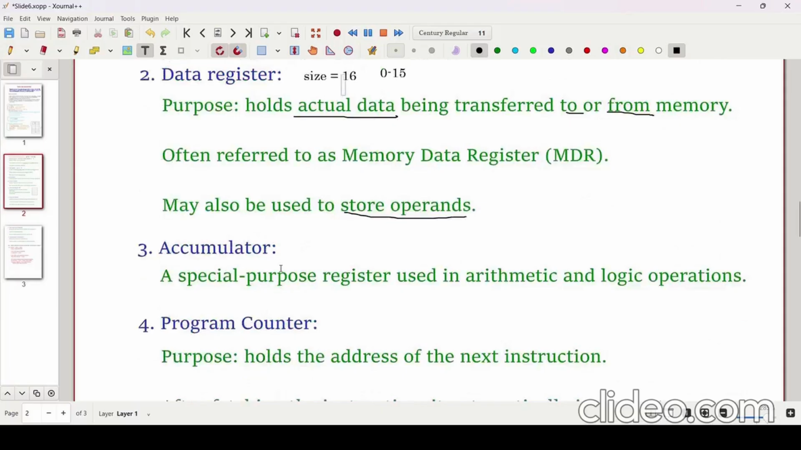Now let us move on to the accumulator. It is also a kind of special purpose register. So this kind of register is used in the arithmetic or the logical operations, right? And you also know that arithmetic and logical operations are performed inside the ALU, arithmetic logical unit, right? So basically, the accumulator actively participates in the computation or the calculations of the CPU, and it is the main working register for the ALU, right? And the size of the accumulator would also be 0 to 15. Okay, 0 to 15, that means 16 size.